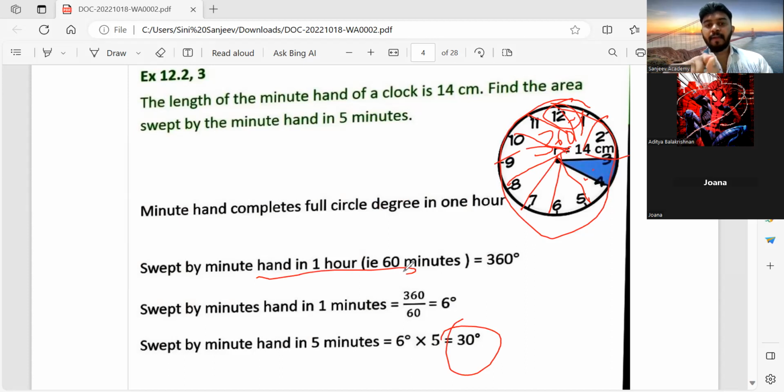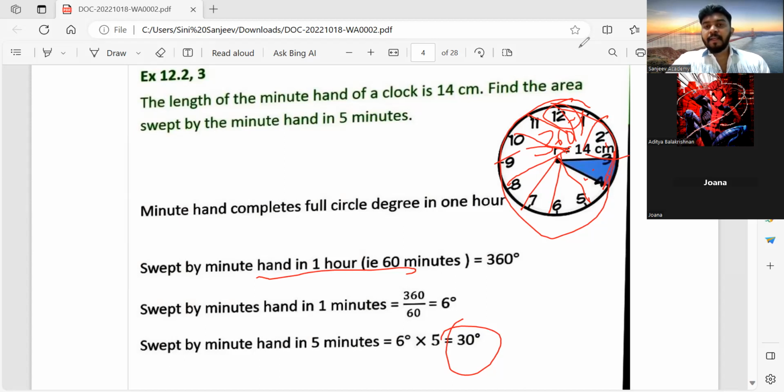Correct? So area swept by what? The minute hand in 5 minutes. Yes, these are all 5 minutes. Correct? 5, 10, 15, 20, all 5 minutes is how much? 30 degree. So without doing anything, by just the visualization process, we'll be able to get it. So it is 30 degree.